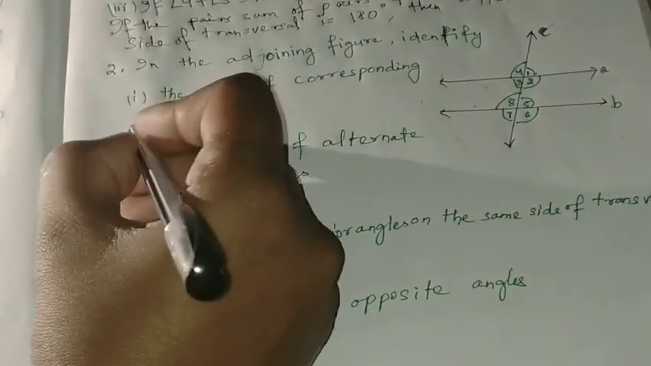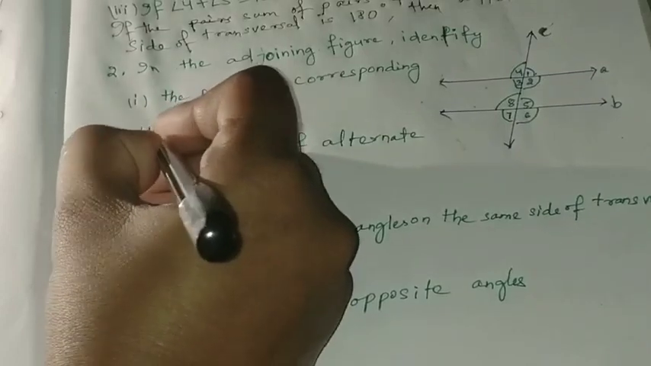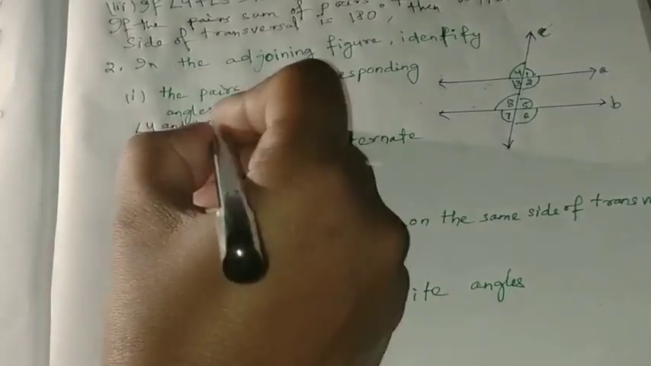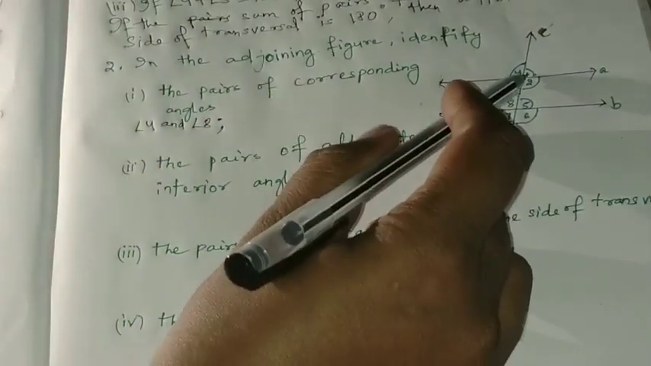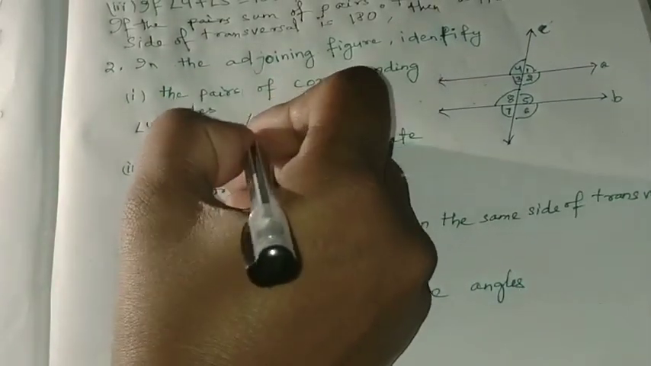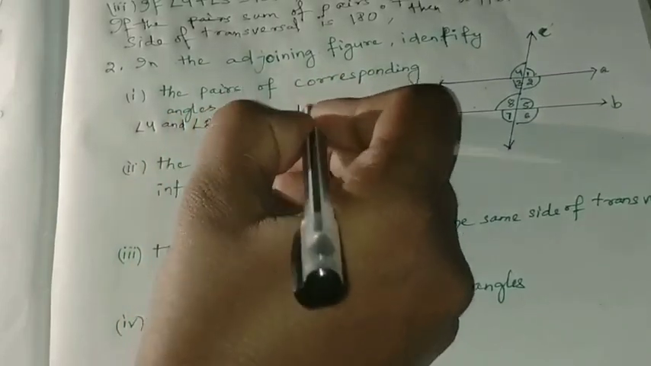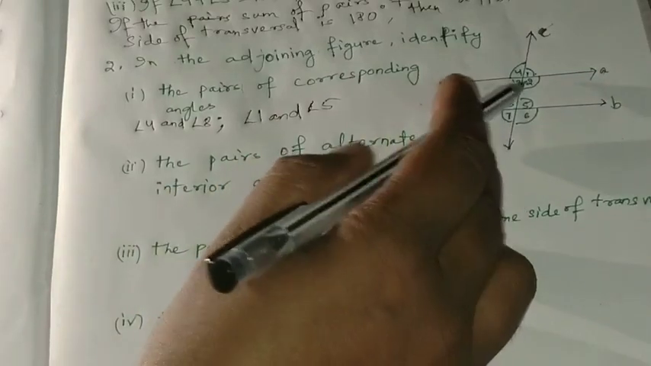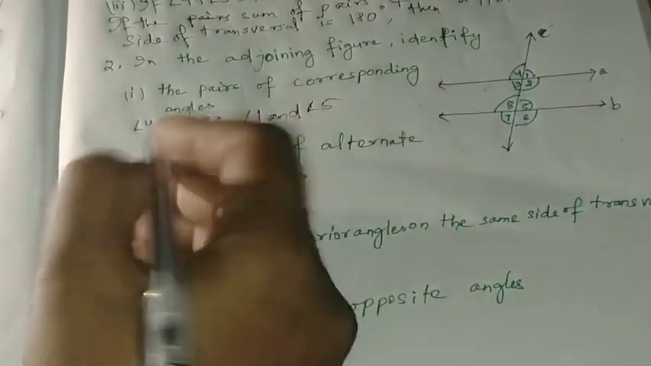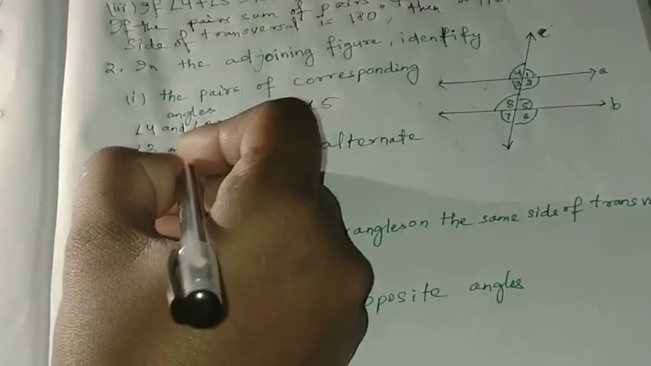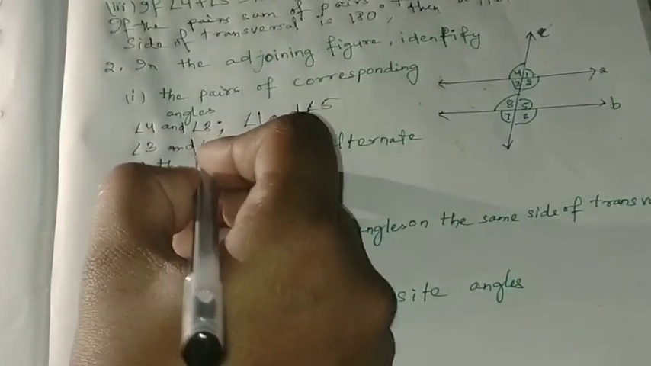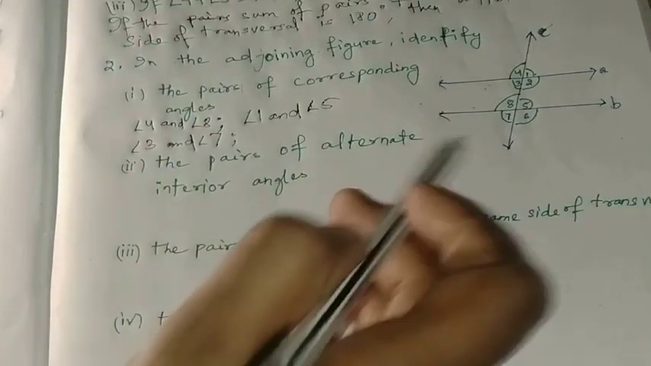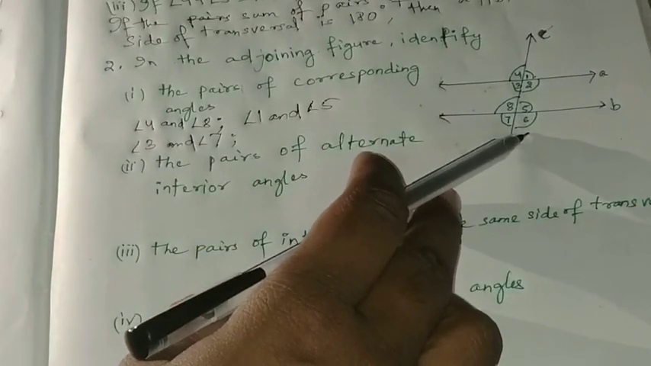Now we'll write the corresponding angles. The first pair is angle 4 and angle 8. The next pair is angle 1 and angle 5. Next is angle 3 and angle 7. The next pair is angle 2 and angle 6.